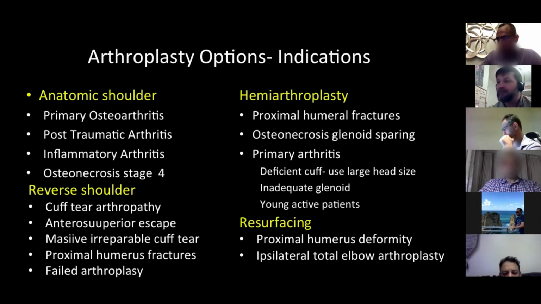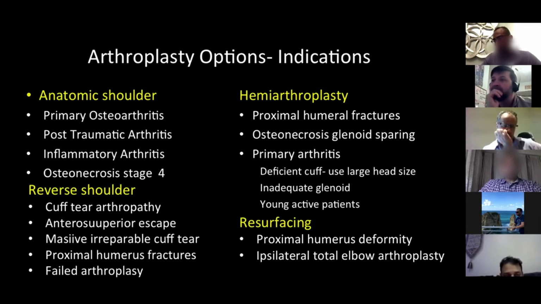Indications for reverse shoulder arthroplasty include cuff tear arthropathy, antero-superior escape of the humeral head indicating an incompetent coracoacromial arch, in which situation hemiarthroplasty is contraindicated, a massive symptomatic irreparable rotator cuff tear in elderly with pseudoparalysis, 3 or 4-part humeral fractures in elderly where greater tuberosity has poor potential for healing, and in failed arthroplasty when all other options have been exhausted.